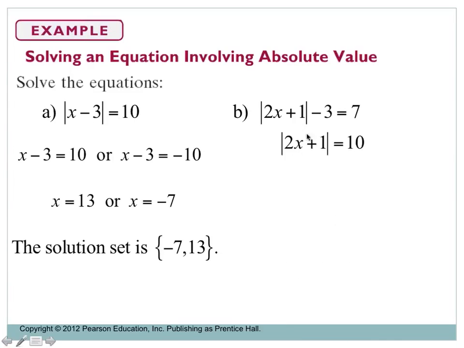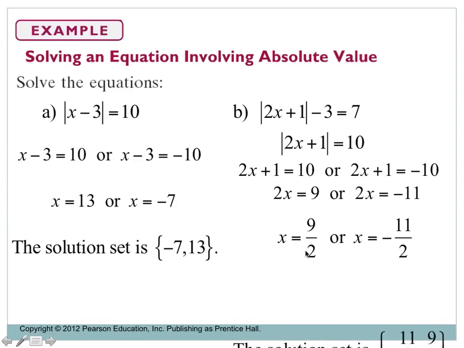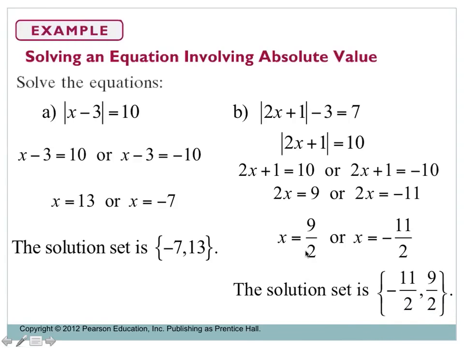Now this one here, the only thing that you need to keep in mind first is that the absolute value has to be by itself before you actually solve it. So you want to add 3 to both sides first. So you have absolute value of 2x plus 1 equals 10. You split this into 2, so you have 2x plus 1 equals 10, or 2x plus 1 equals negative 10. And you solve those, so you get x equals 9 halves, or x equals negative 11 halves. So those are your solutions right there.